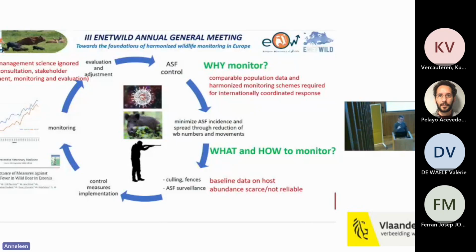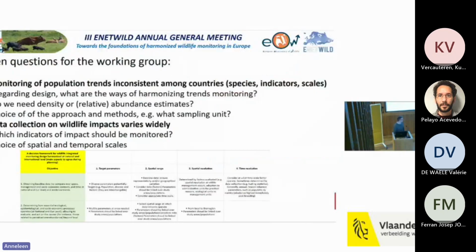So actually, this circle, when it comes to ASF control, is broken at some point, and so we are not learning from our actions, or at least not until now. Not much. I mean, there is some progress because there are some tools that are advised to be applied as control measures right away after each outbreak, but still, I think we could do a much better job in this regard.